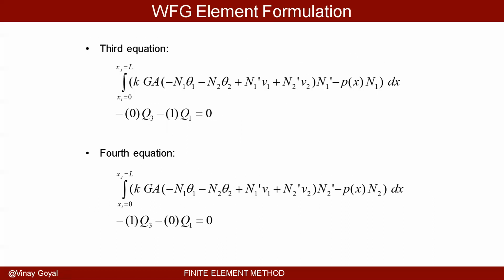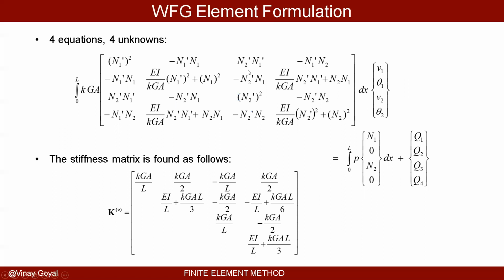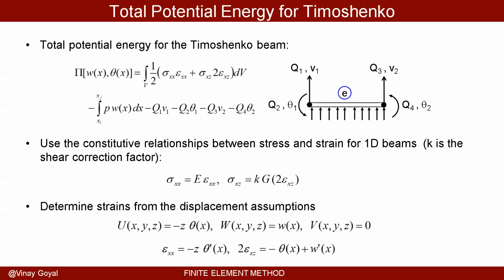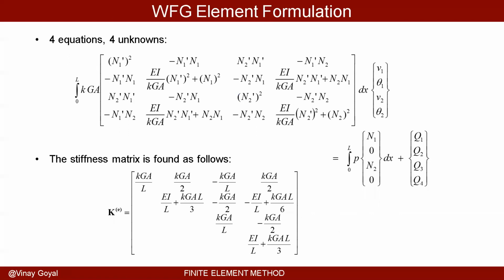I can now take all four equations and put them in a nice matrix that looks like this, with a column vector of unknowns, and the right-hand side becomes this, and then I have these concentrated forces that could occur. If you integrate this using the shape functions corresponding to N1 and N2, you will find that the stiffness matrix is found to be this. That's done purely in Mathematica or by hand, it doesn't matter. So that is the element formulation. I have completed the element formulation, and now you can use it to solve problems.